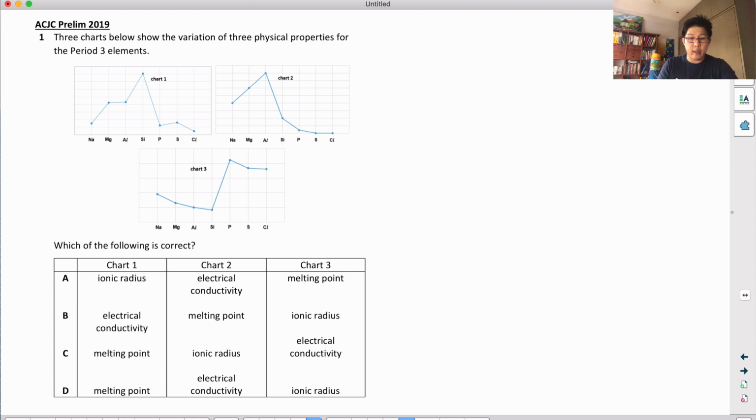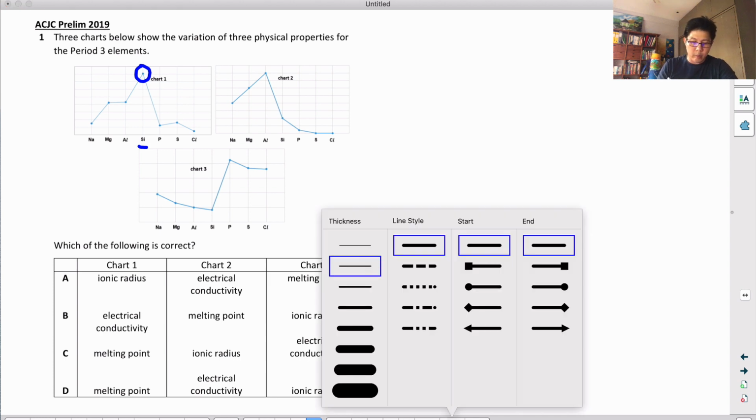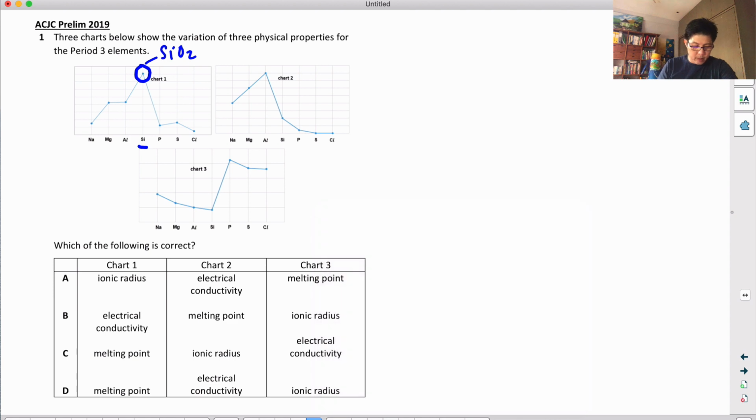For the first chart, the one with the highest point is for silicon. Please remember that this is the melting point of the oxides, because for the oxides, the peak with the highest melting point is silicon dioxide. Learn this by heart: silicon dioxide. So the first one would be the melting point of the oxide.